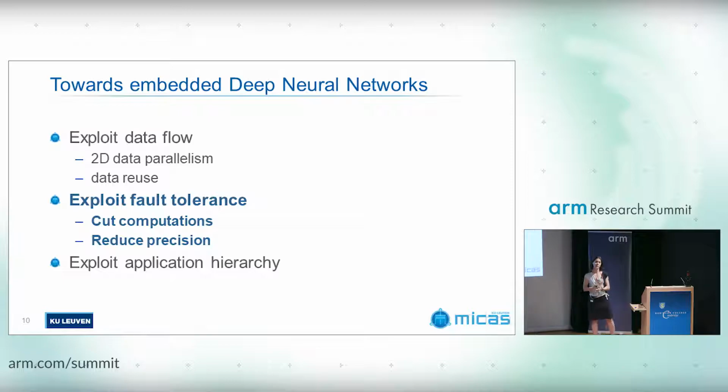The second thing you can exploit in these deep neural networks is their inherent tolerance to introducing some small faults. And you can do that in two ways.